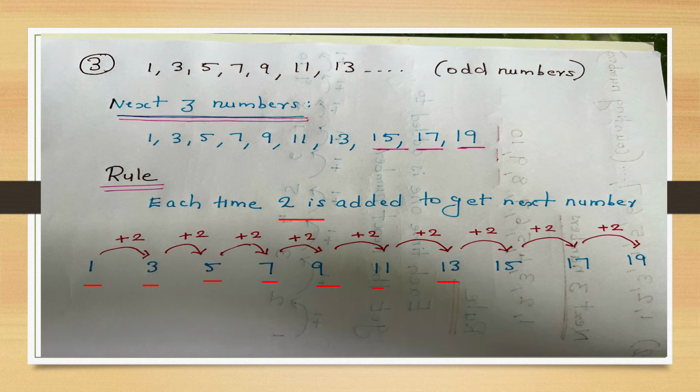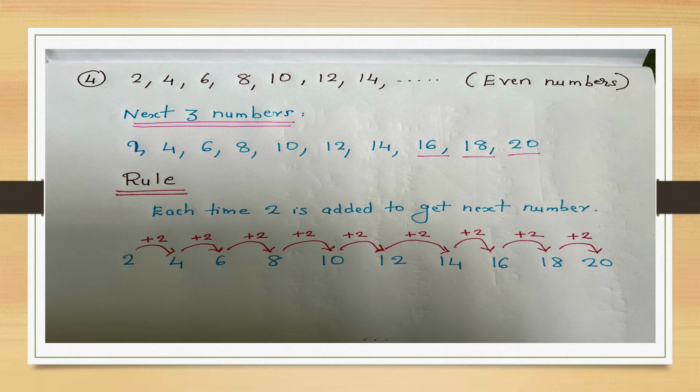So, we have to find the next 3 numbers. So, 13 plus 2, 15. 15 plus 2, 17. 17 plus 2, 19. Okay. So, this is a sequence of odd numbers.